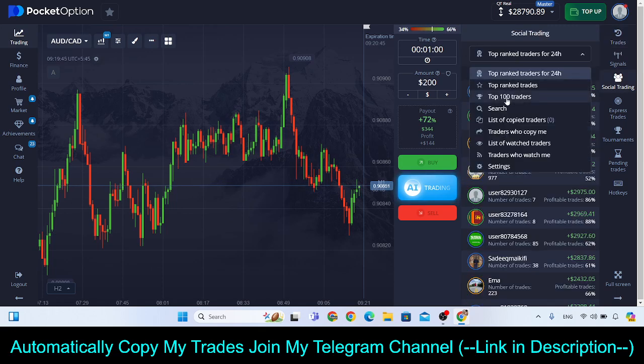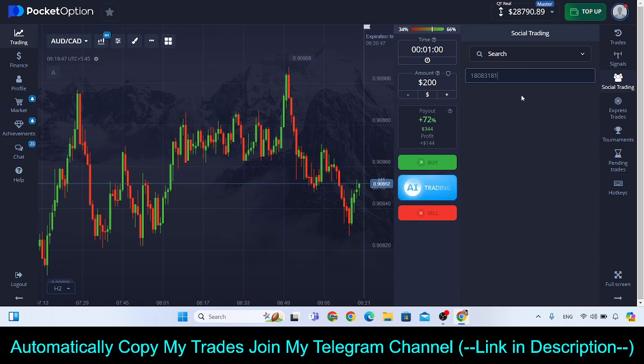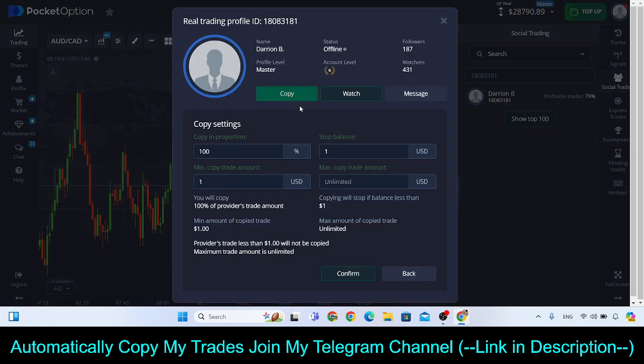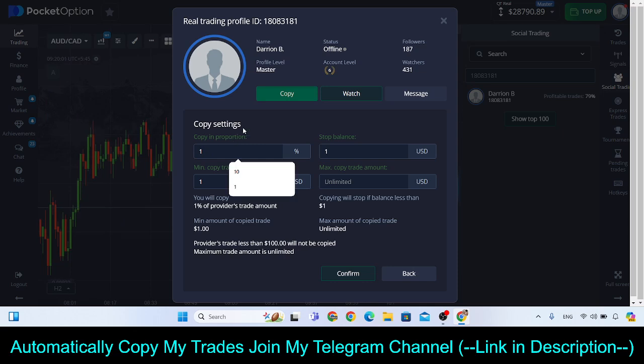Okay, so let's again go to the search, put the UID and click on here and click on copy. Now you will see these 4 boxes. So if you are copying 100% of my trade, then that means you are copying $200 per trade. Okay, so if you make it 1%, then you will be copying $2 per trade. If you make it 10%, you will be copying $20 per trade. Okay, so in that way you need to move this copying percent up and down.